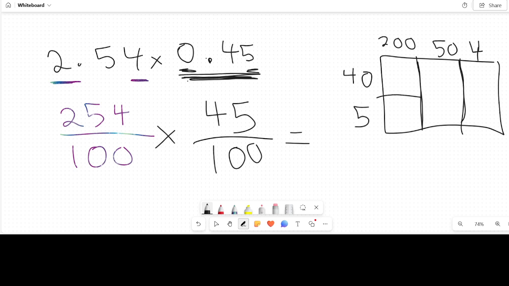I'm going to find all my partial products now. 200 times 40 is 8,000. 40 times 50 is 2,000. 40 times 4 is 160. 200 times 5 is 1,000. 5 times 50 is 250. 5 times 4 is 20.